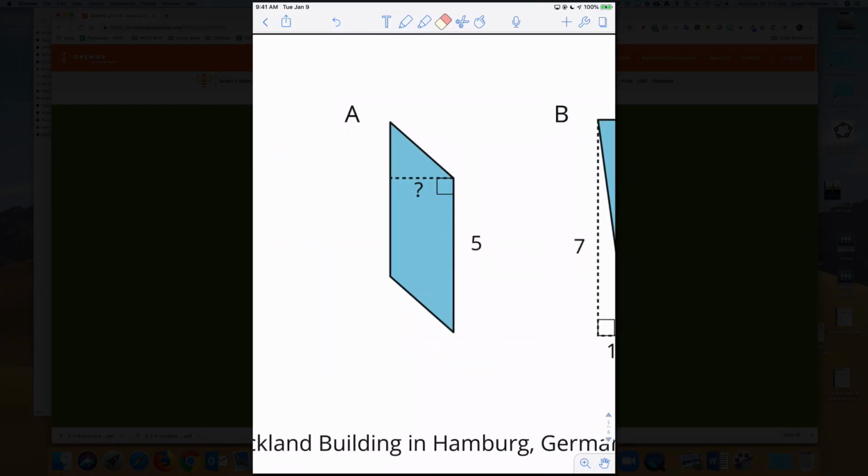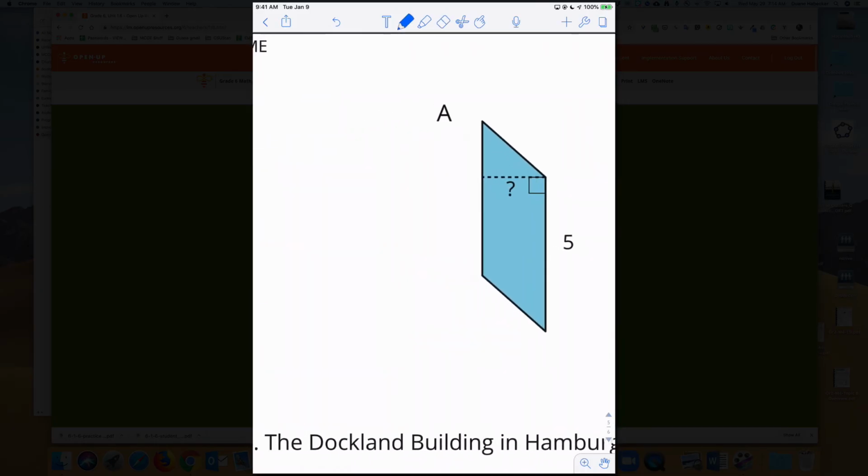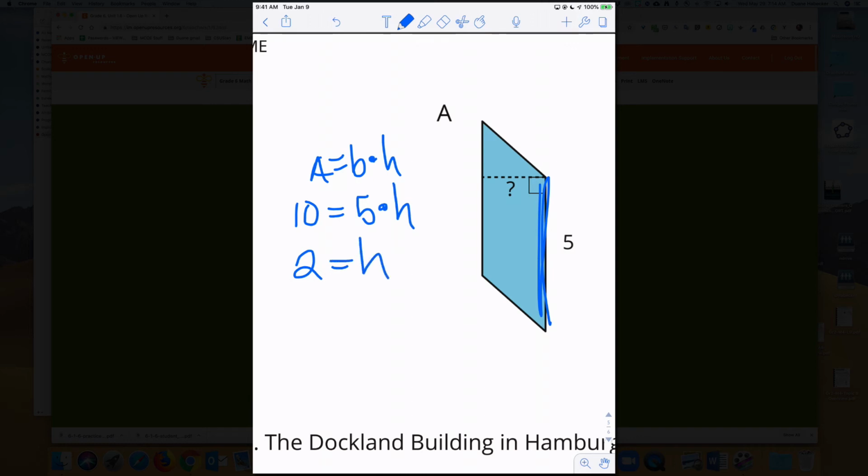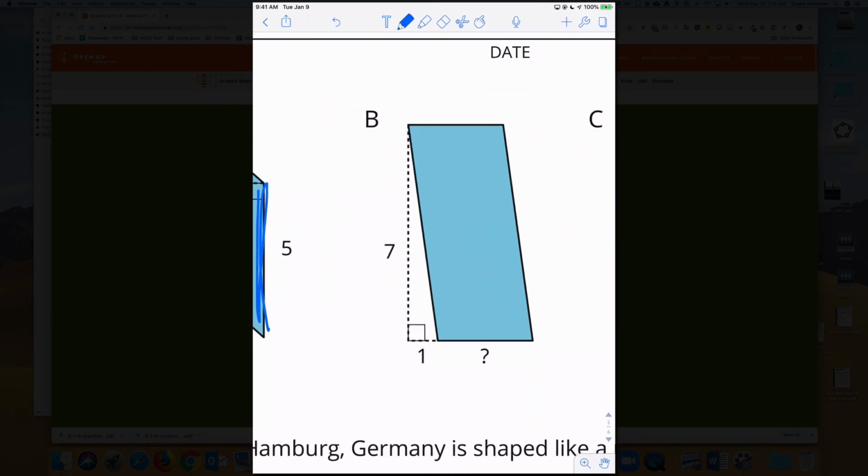So we know that this one has an area of 10. So area is equal to base times height. We know that the area is 10. We know that the base is 5, but we don't know the height, so we're going to do a little bit of division to find that the height, the missing value, is 2.